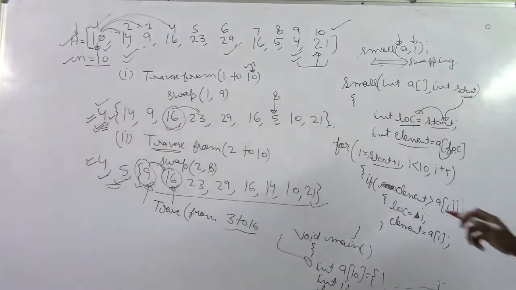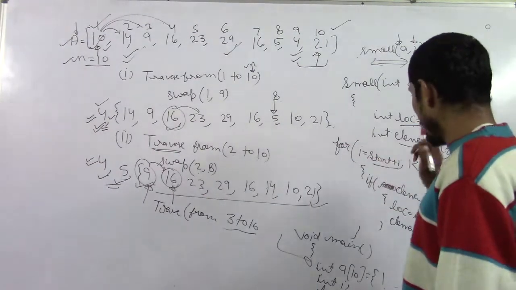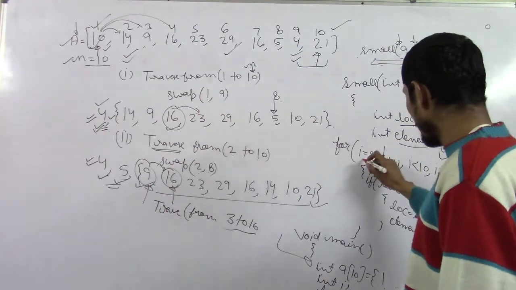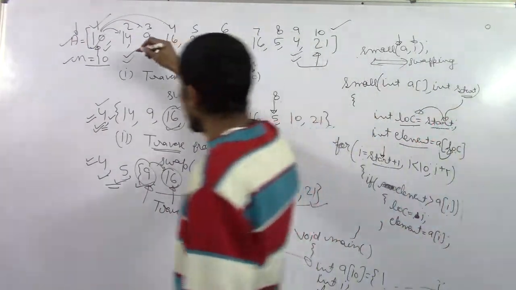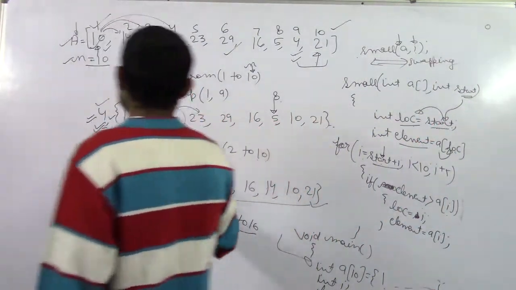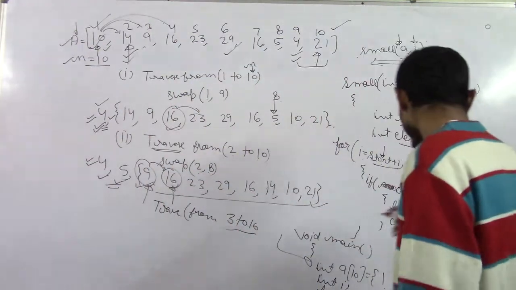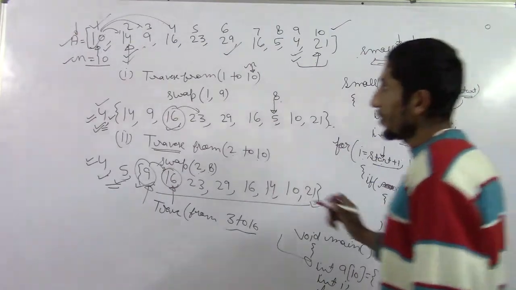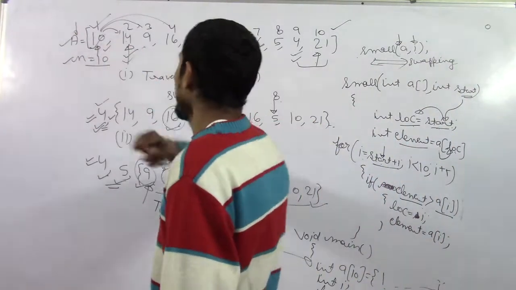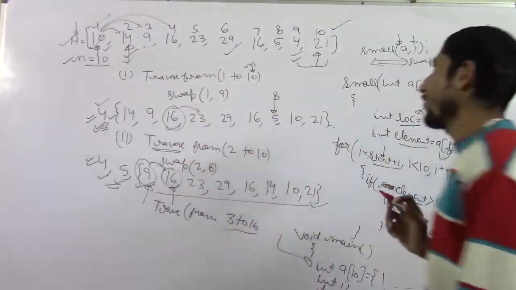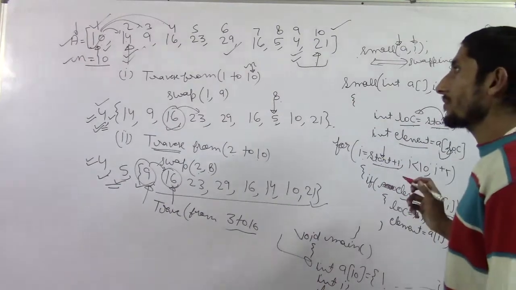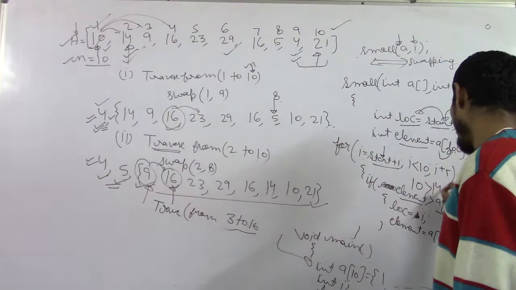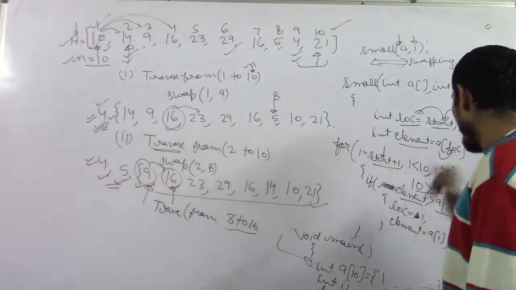Then apply the loop, i equals start plus 1. What is the value of start? The value of start is 0. So 0 plus 1 becomes 1. So the compiler control will come here, around 14, the first position. Okay. If element is less than a of i, it means you are going to compare 10 and 14. So element is 10, and a of i is 14, the condition becomes false, the value of i becomes 2.